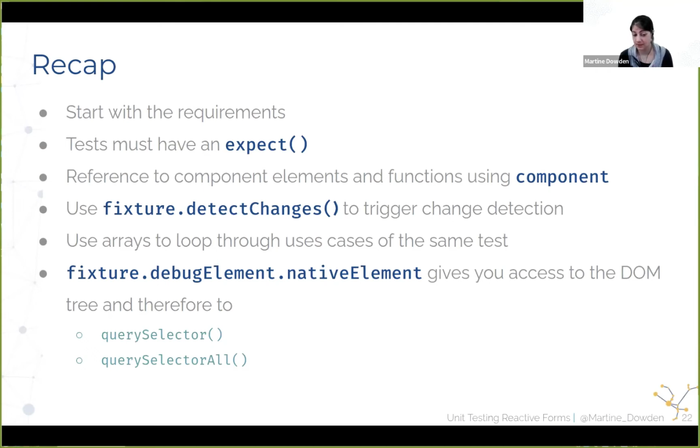You can use arrays to loop through scenarios and test cases, which is really handy in not having to rewrite the same code over and over again. And then fixture.debugElement gives you access to the DOM. So then you can use your standard DOM manipulations like querySelector and querySelectorAll to find elements, to determine if they're there, to manipulate them, to do whatever. That's a great way also to do a simulated click. Like you can go find your button and click it, for example. So those are really helpful when you're manipulating outside of simply patching values and checking validity based on that.